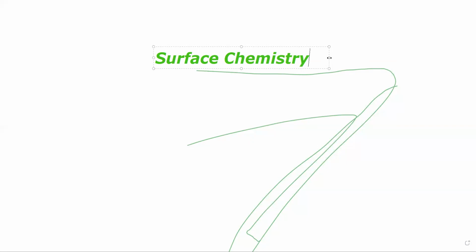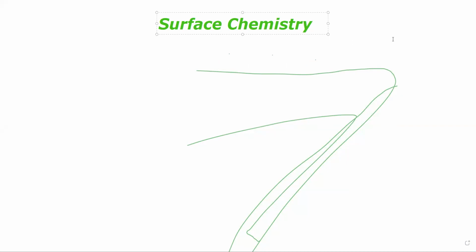So surface chemistry. Okay, let us start. Surface chemistry is all about chemical processes which are taking place on surface of substances. So what we are going to learn in this chapter. The first part in this chapter, we are going to deal with the adsorption phenomenon. Adsorption.